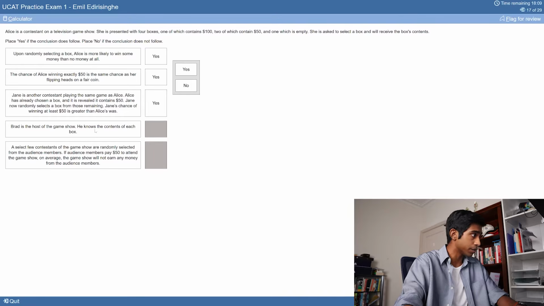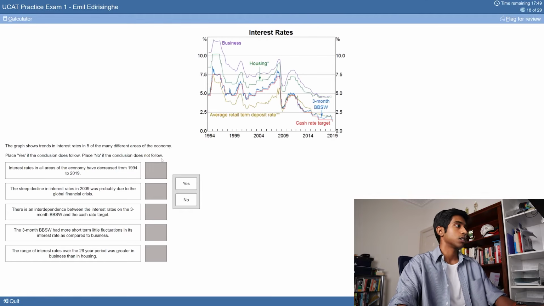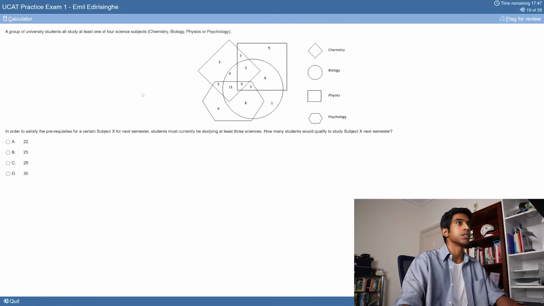Brad is a host of the game show. Select few contestants of the game show are randomly selected from the audience. If audience members pay $50 to attend, on average, no, because there will be more audience members, or there could be more audience members than there are people picked from the audience. Okay. Yeah, I'll probably skip this one as well.